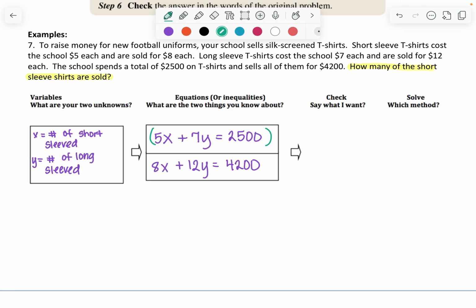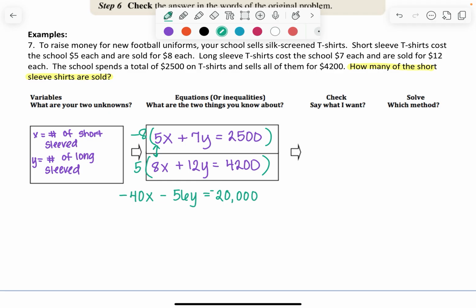Since one of them needs to be negative, it doesn't matter which, but we do need to multiply by a negative on one of them. I'm going to multiply the top by -8 and the bottom by +5. I'm basically just switching these two coefficients. And so I'm going to distribute. So I get -40x minus 56y equals, oh gosh, I don't have my calculator next to me. Here it is. Okay. So we have 2,500 times 8, which is 20,000. Oops, negative.